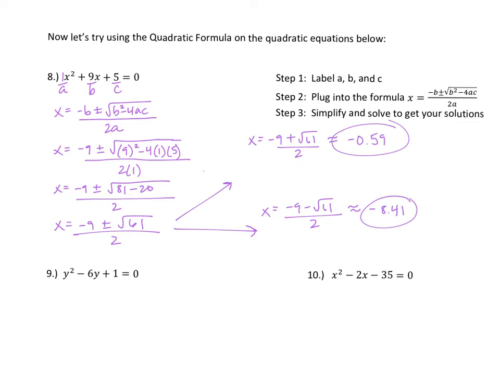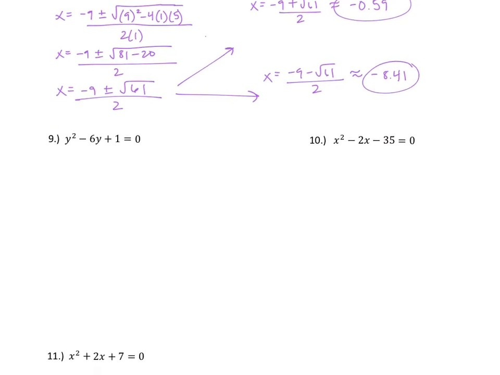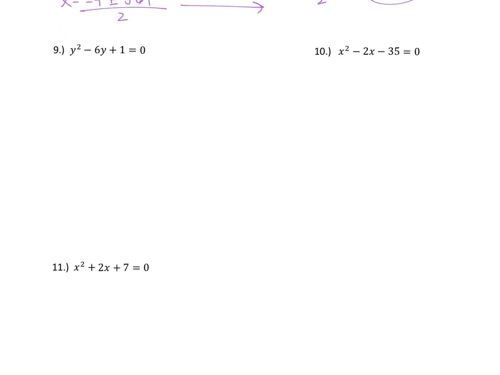All right, go ahead and check your answers with mine. Did you get negative 0.59? And did you get negative 8.41? Remember, it was 0.405. The 5 rounds it up. Hopefully you got those as your answers. All right, so let's try our next problem using the same steps.